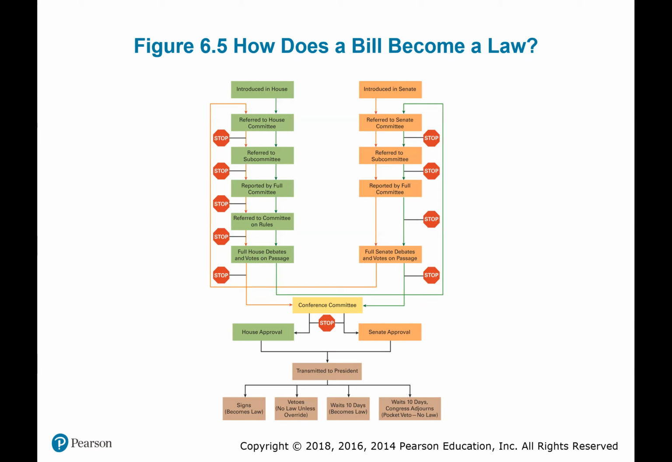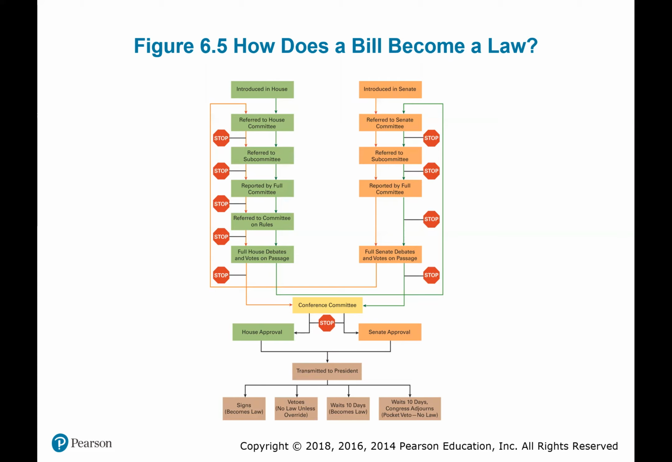And it could stop at either point there. The House committee initially could say, or the Senate, forget it, we don't want to go forward. Or they give it to the subcommittee, which says, we don't want to go forward. But if they vote to go forward, it's reported by the full committee. And then in the case of the House, it's referred to the Committee on Rules, which, as you read in the text, is a very important committee.